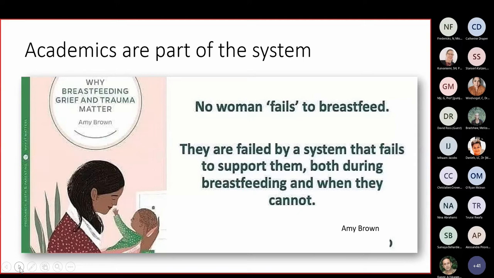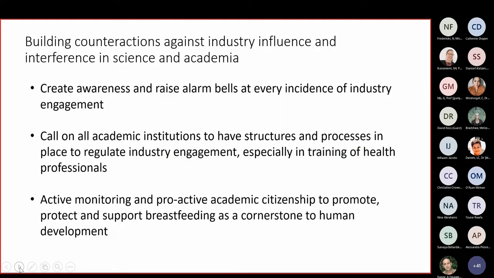So academics are part of the system, and I take this quote from Professor Amy Brown, who says, no woman fails to breastfeed. They fail by a system that fails to support them, both during breastfeeding and when they cannot. And this is exactly the exploitation that the formula industry is using. Academics are by extension the formula industry, and academics, I don't think, are oblivious to this. We know that our consumers and users of healthcare services actually value us.